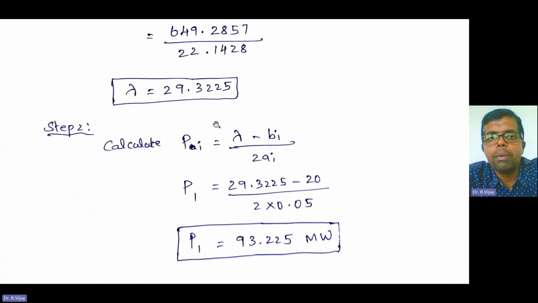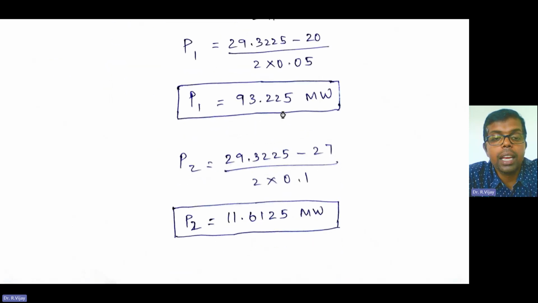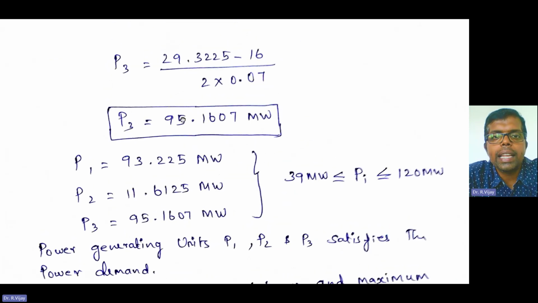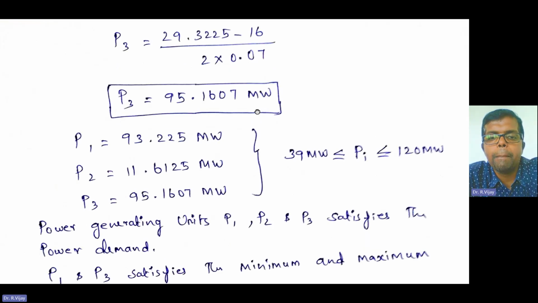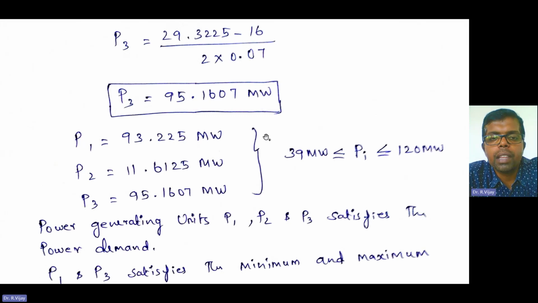Here, what is the unit for lambda? Here it is rupees per megawatt hour. So here P1 and P2 we calculate. Okay, so next P3. P3 also same: lambda minus B3 divided by 2A3. Just substitute all these things and you can easily calculate P3 as 95.1607 megawatt.